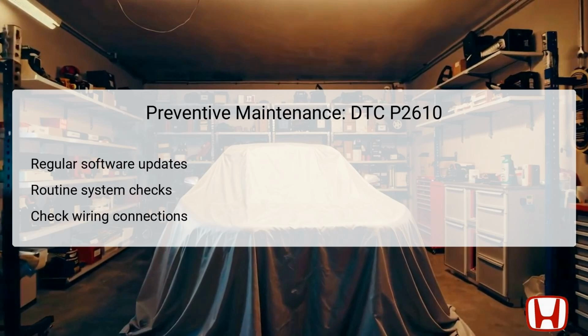Preventive maintenance is key in ensuring that issues like DTC P2610 do not occur in the future. One fundamental aspect is to keep the vehicle's ECM PCM software updated regularly. Manufacturers release updates to address bugs, improve performance, and ensure compliance with emission standards.